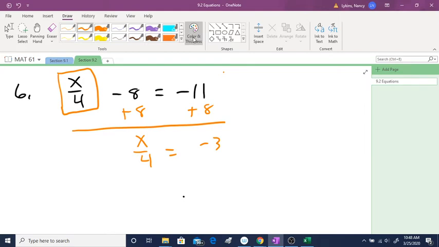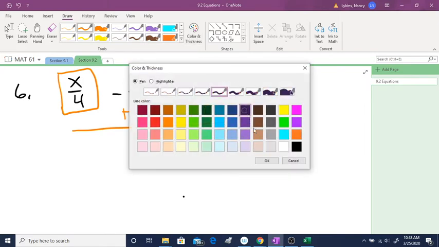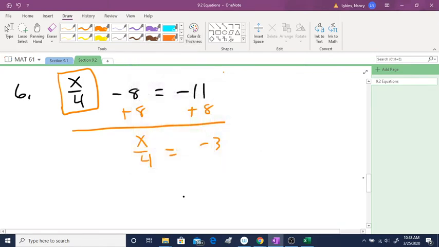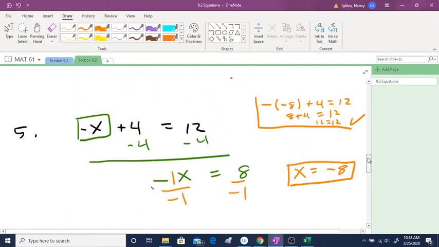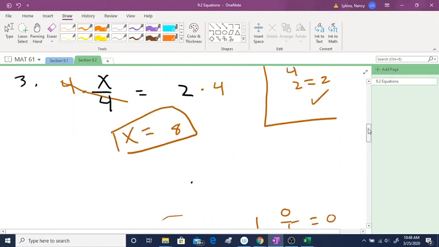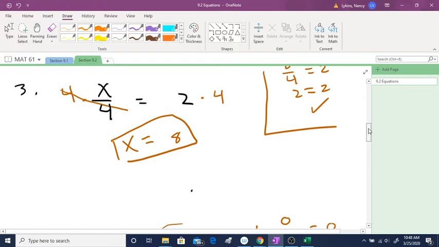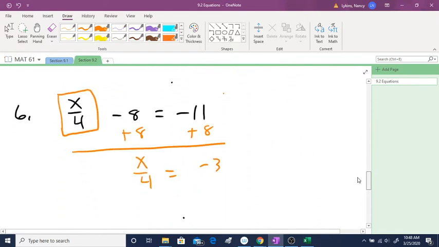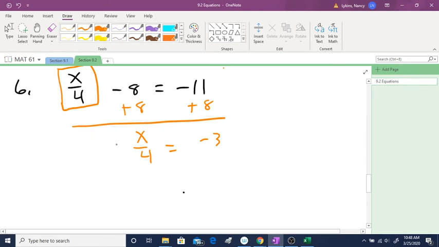Now, if you recall with these fractions right here, all you're doing is multiplying by the denominator. So in this case, I'm multiplying by 4 on both sides because the 4 right here will cancel. Now x equals negative 3 times 4, which is negative 12.